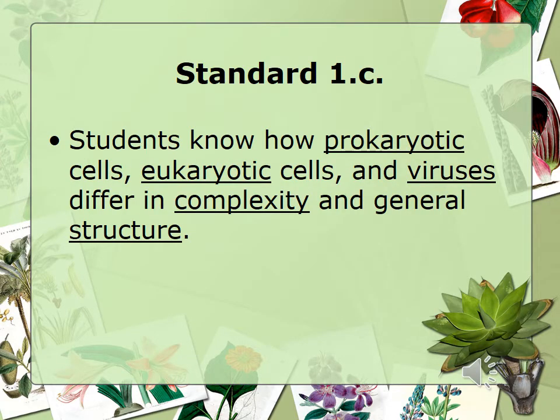Okay, so the standard we're going to be covering here in the 7-1, 7-2, and 7-3 and 4 is that students should know the difference between prokaryotic cells, eukaryotic cells, and viruses. You should know how they are not only different in the way they look, their structure, but also how they work. There is substantial differences between these three different types of organisms.